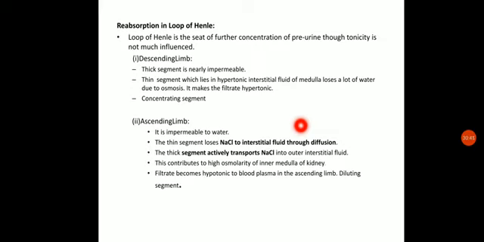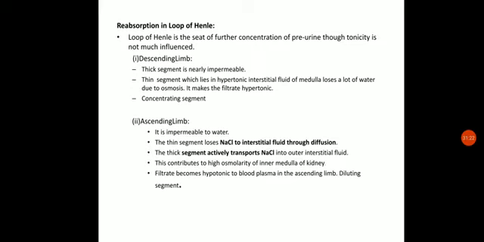Next is the ascending limb. The ascending limb is the second part of the loop of Henle, which moves towards the upper side. The ascending limb is impermeable to water. Write it down. The descending limb was highly permeable to water, basically only releasing water, while the ascending limb is totally impermeable to water, meaning water will neither move out nor come inside.